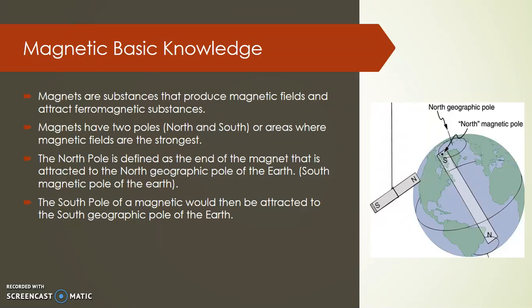The north pole is defined as the end of the magnet that is attracted to the north geographical pole of the Earth, which is the south magnetic pole of the Earth. The south pole of a magnet would be attracted to the south geographic pole of the Earth. So it's the north pole of the Earth, so it's opposites.